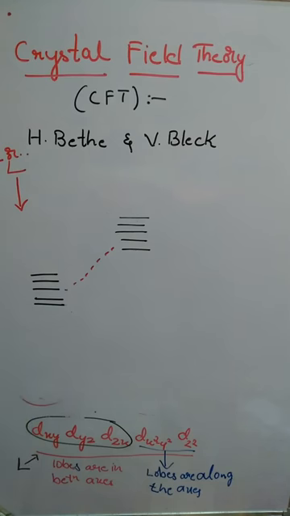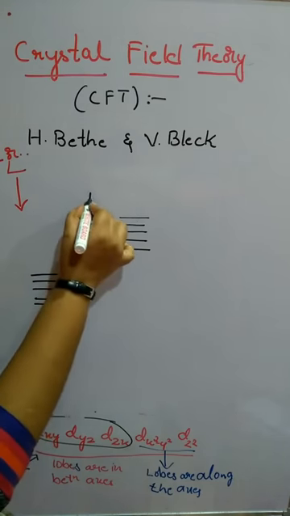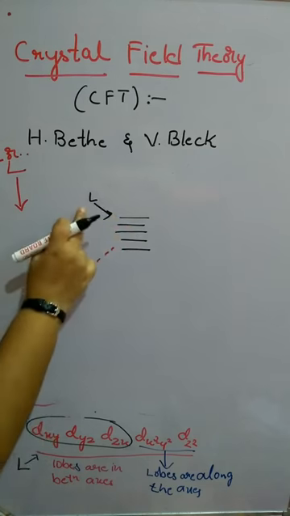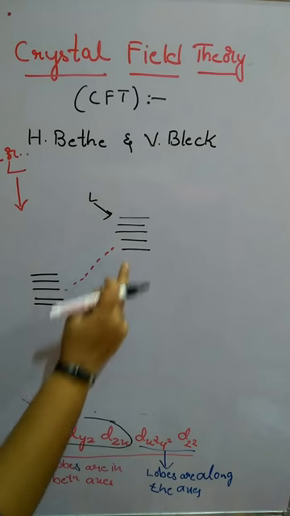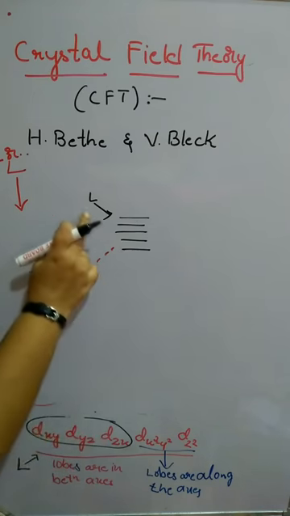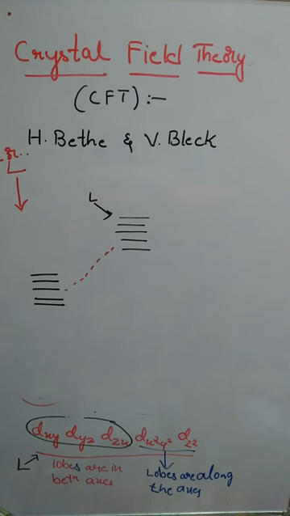Now what happens? Now the ligand is coming very close to the metal. The orbitals of the ligand and the d orbitals of the metal start interacting with one another.